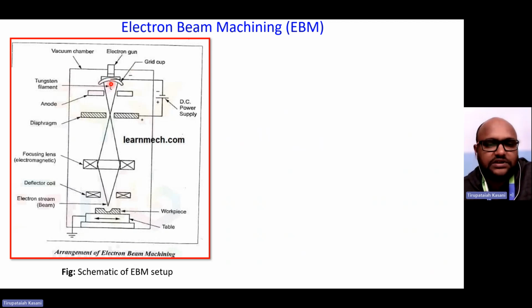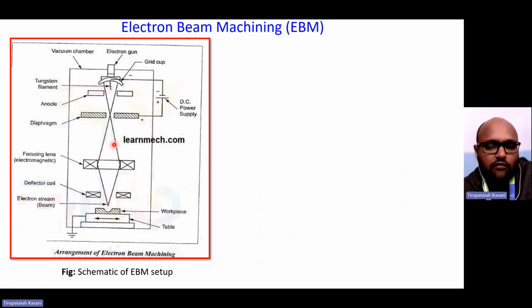Okay, different organs. The primary reason for keeping all this equipment in a vacuum chamber is that whenever these highly charged, high speed electrons are moving from the electron gun to the workpiece, if air molecules are present in between, these electrons will collide with those air molecules and be deviated here and there, not concentrating at one point to melt and remove the material.